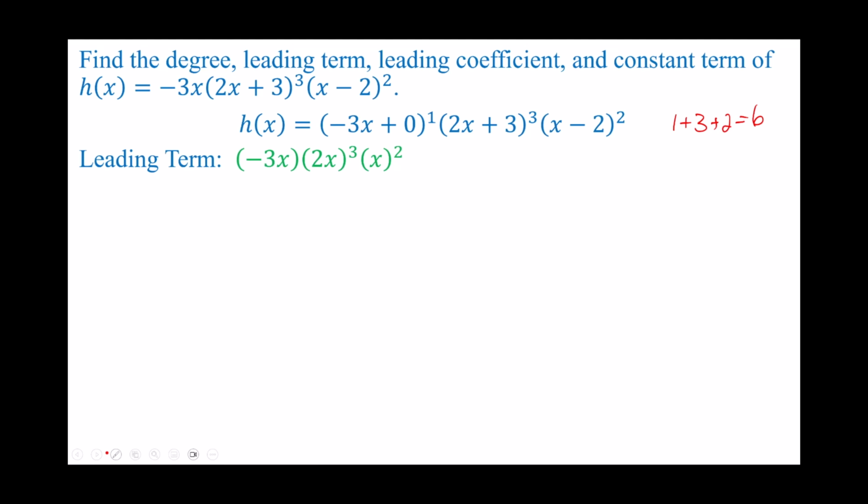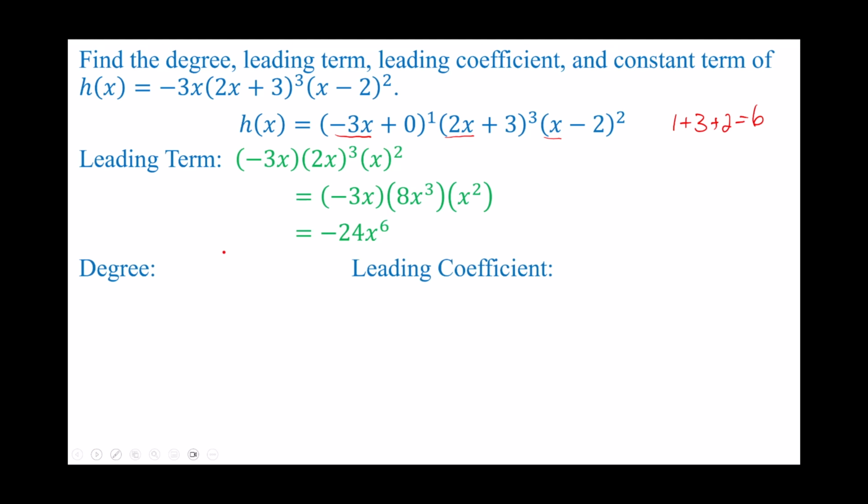Our leading term would be the first term of each of these factors raised to the power on that factor. So negative 3x to the first power, 2x to the third power, and x to the second power. So I multiply all those together, and we would get negative 24x to the 6th. So that is our leading term. And from there, we can see that the degree is 6, and the leading coefficient is negative 24.